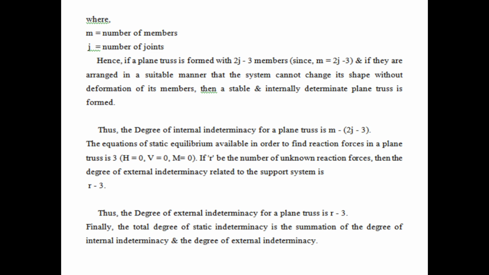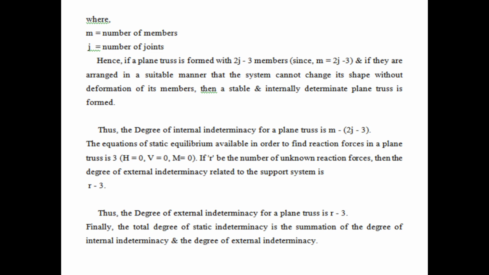Thus, the degree of internal indeterminacy for a plane truss is m minus (2j minus 3). The equations of static equilibrium available in order to find reaction forces in plane trusses are 3. That is, H equals 0, V equals 0, M equals 0, that is horizontal, vertical and moment. If r is the number of unknown reaction forces, then the degree of external indeterminacy related to the support system is r minus 3. Thus, the degree of external indeterminacy for a plane truss is r minus 3.